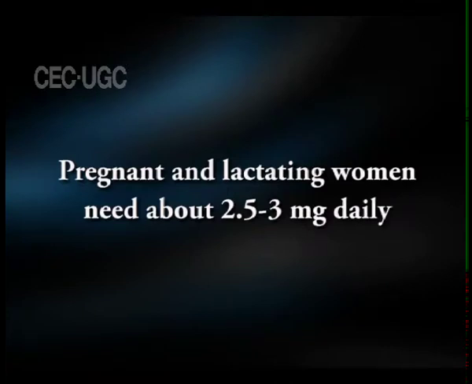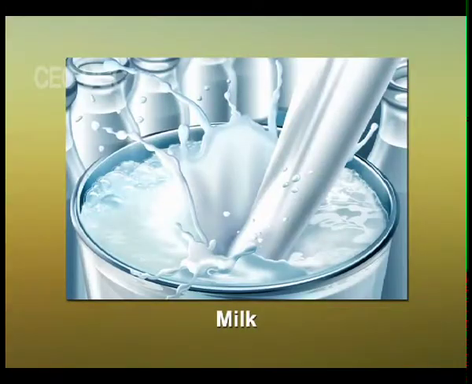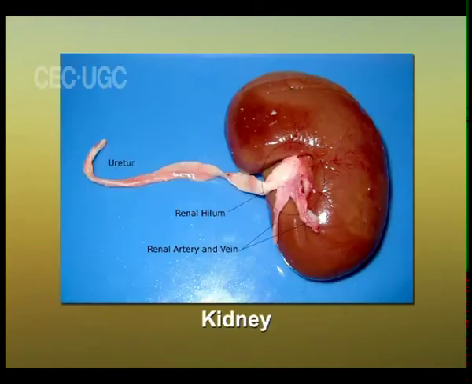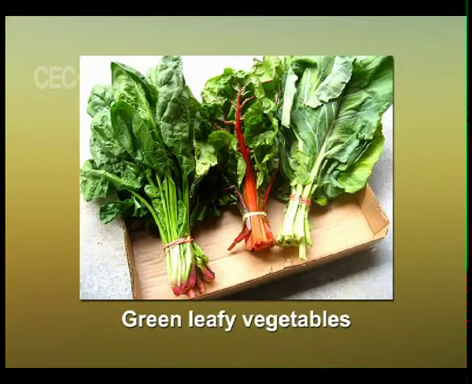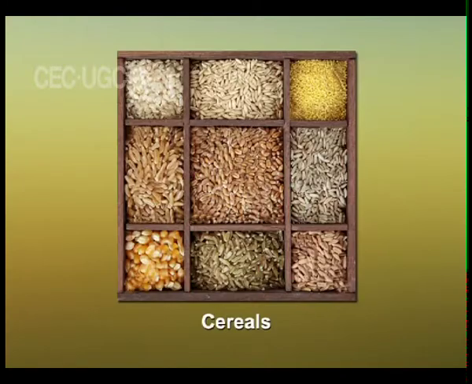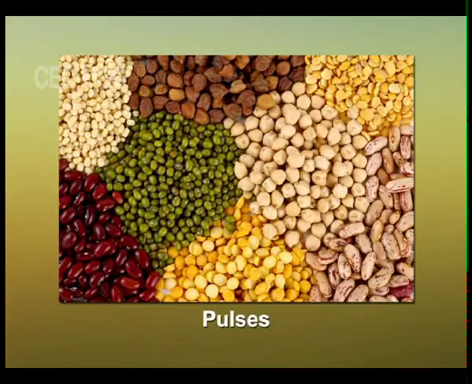of this vitamin. Richest natural sources of vitamin B2 are milk, eggs, liver, kidney, and green leafy vegetables. Meat and fish contain small amounts. Cereals and pulses also contain smaller amounts, but germination increases the riboflavin contents.